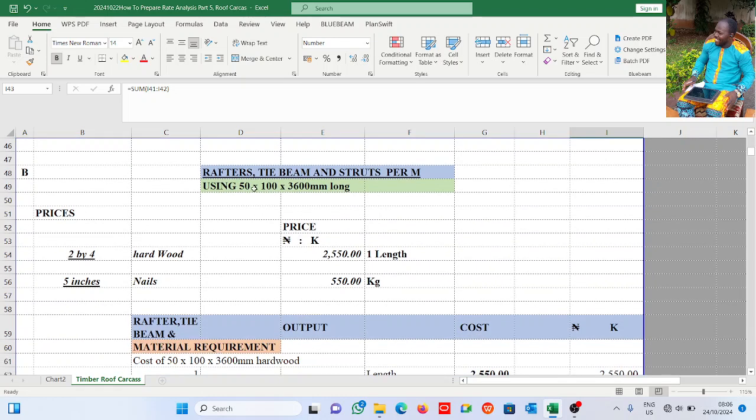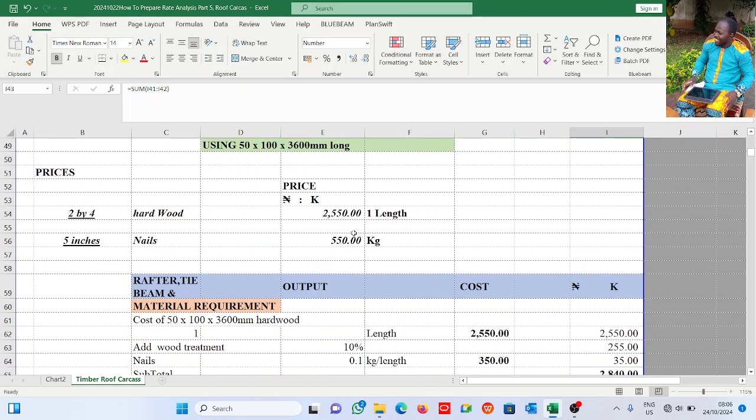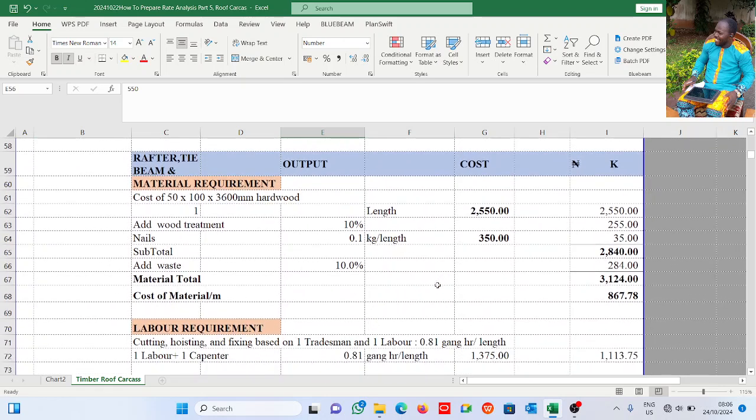So they come 50 by 100 by 3.6, that is 2 by 4, 2 inches by 4 inches. I remember I said an inch is 25 mm, so 2 inches is 50 mm, 4 inches is 100 mm, by the length 3.6, and it costs 2,550 naira per length, because we need nails, 550 kg. We are going to do the same thing we did in the previous.